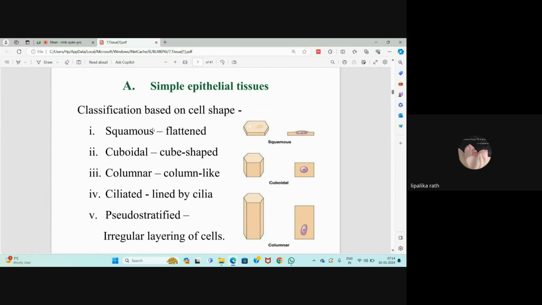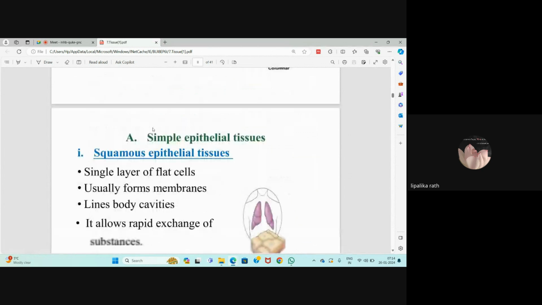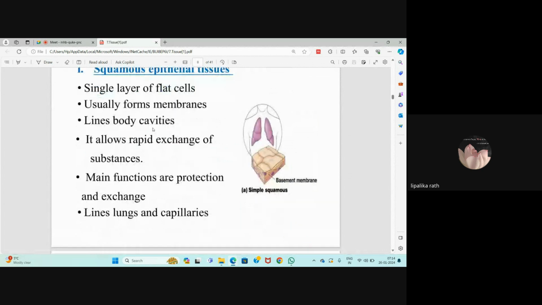Then simple squamous epithelial tissue. It has a single layer of flat cells. It usually forms membranes and lines body cavities. It allows rapid exchange of substances. Main functions are protection and exchange. It lines the lungs and capillaries.